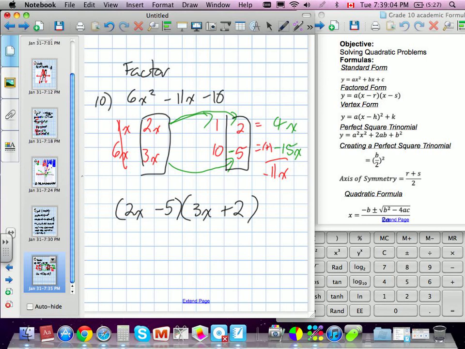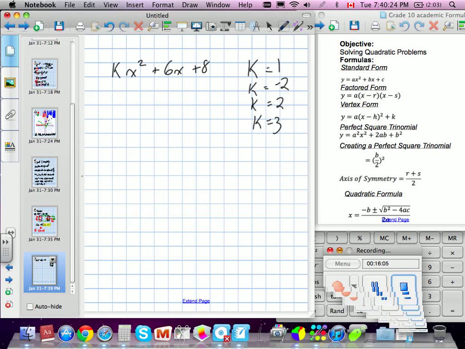The question asks us what makes this unfactorable. So which of these 4 values makes this unfactorable? Doesn't mean it's unsolvable. We may be able to find values of x. We need to go unfactorable, so what we're going to do is trial and error. We'll do the very first one in red.